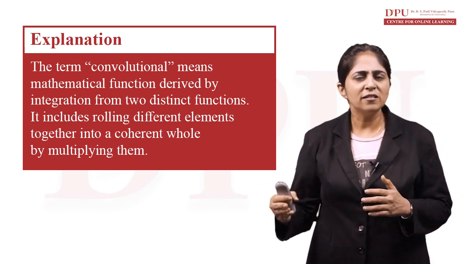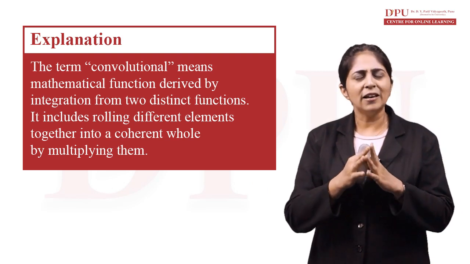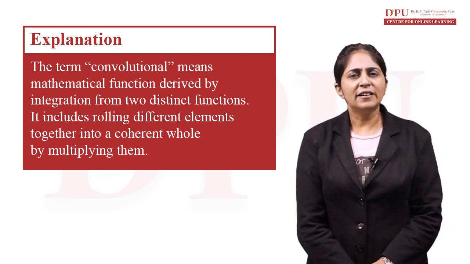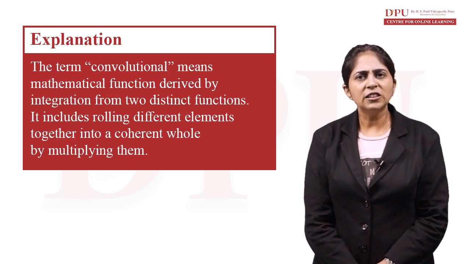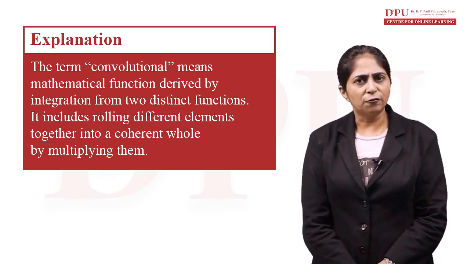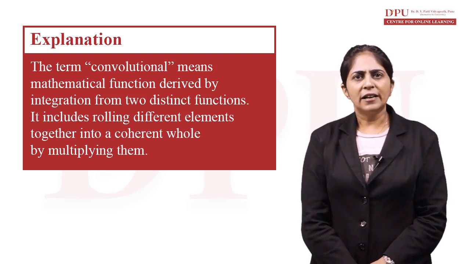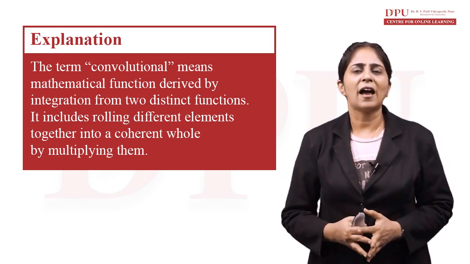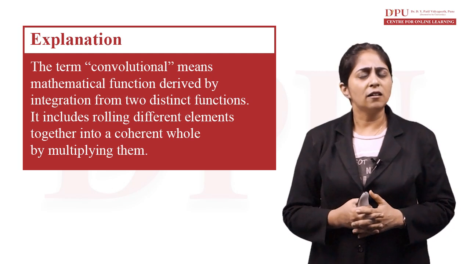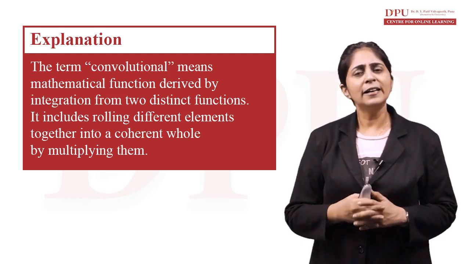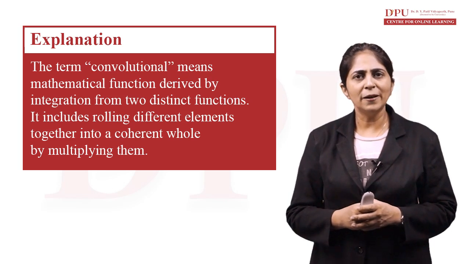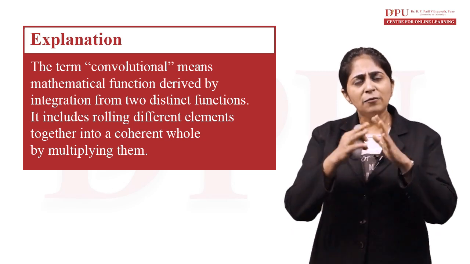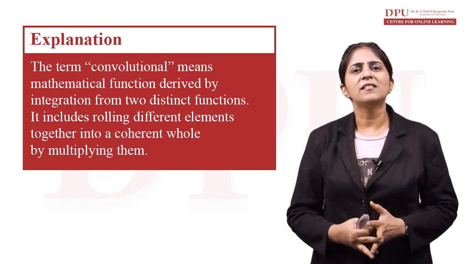We have different elements in the images. We put them together into a coherent whole by multiplying them. So, convolution describes how one function influences the shape of another function. In other words, it is all about the relation between different elements and their operation as a whole. If we are analyzing a particular image, we will take different elements of that image, understand the relationship between the different elements, and then perform operations on them as a whole.